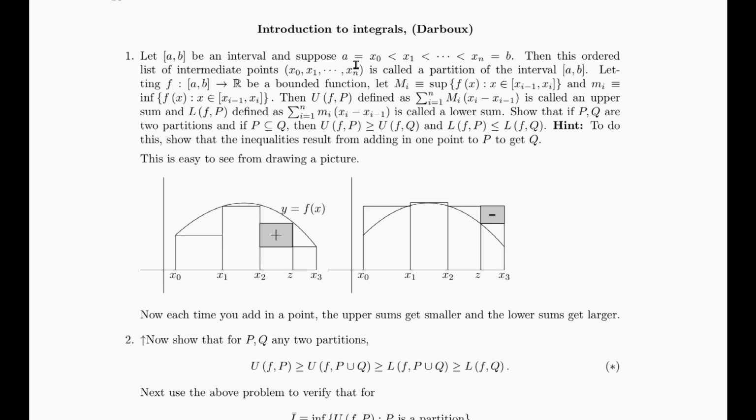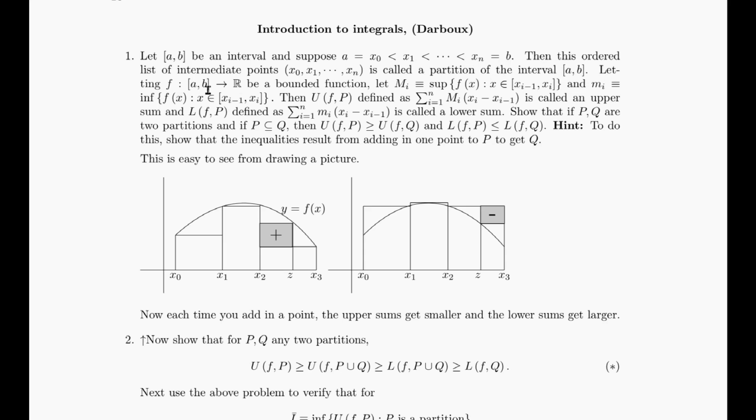There's a lot of background to integrals, really. So let [a, b] be an interval. It's a closed interval always. And we're going to look at a sequence of points where x0 is equal to a, and then it's smaller than x1, up to xn equal to b. This is called a partition of the interval.